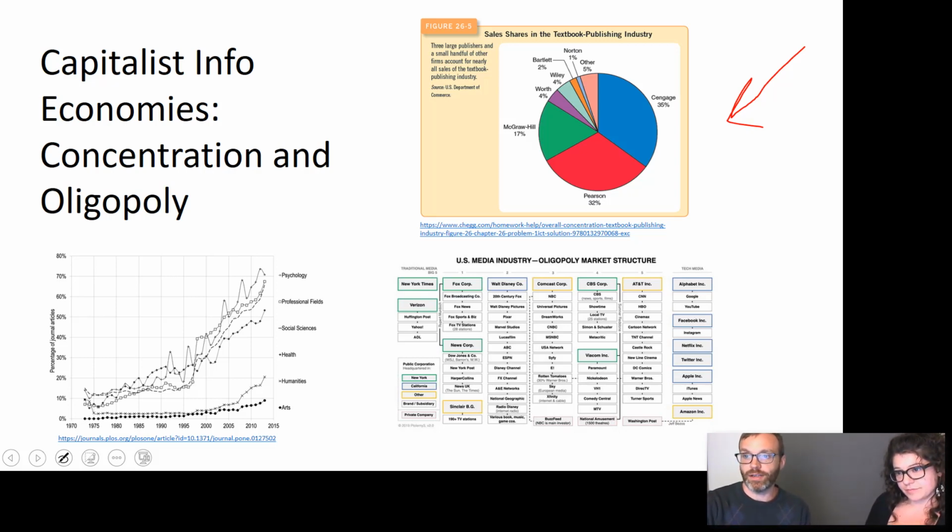And then you have down here the U.S. media industry, and this shows that there's 5 major companies that control the majority of the media industry, and then all these other major players on the sides there, right? So concentration in media, and then over here we have some academic publishing, scholarly journal publishing, and you can see these lines on the top.